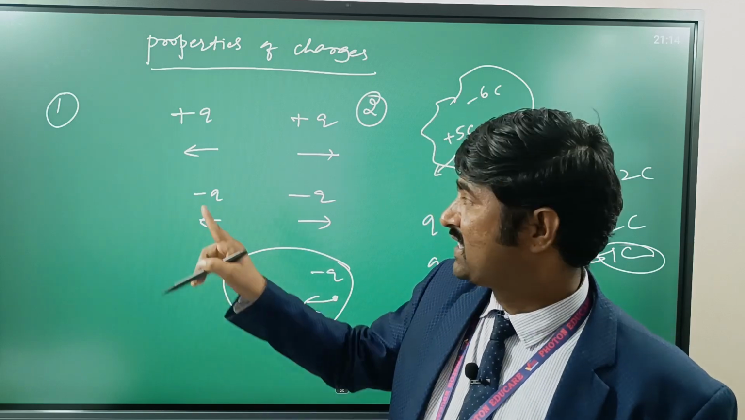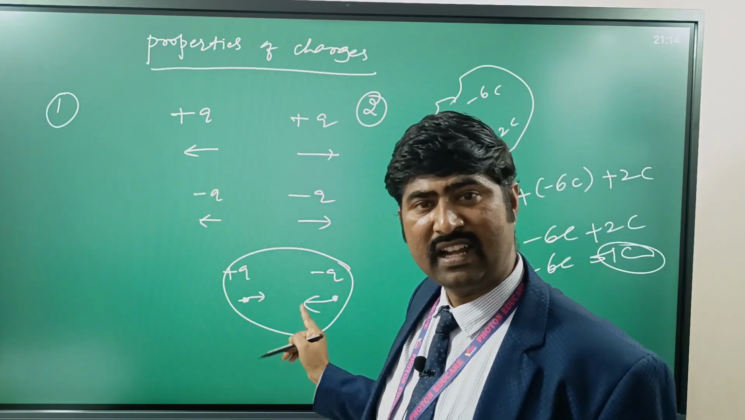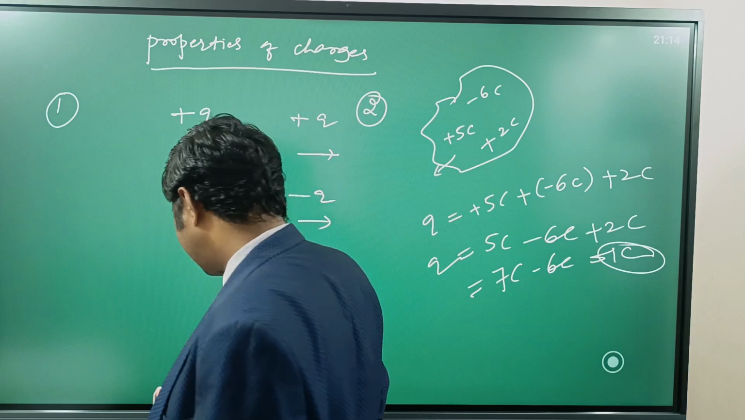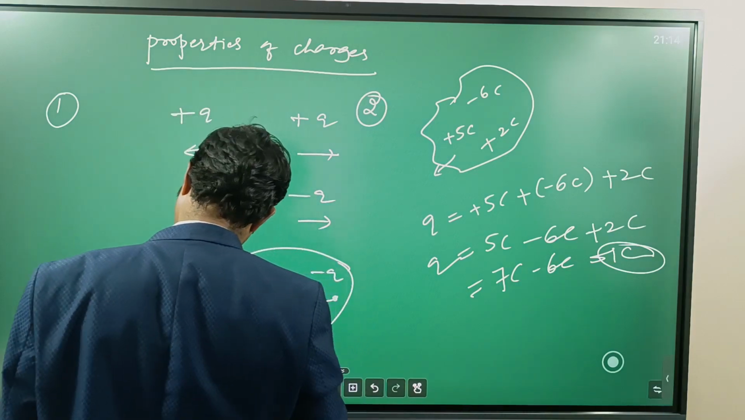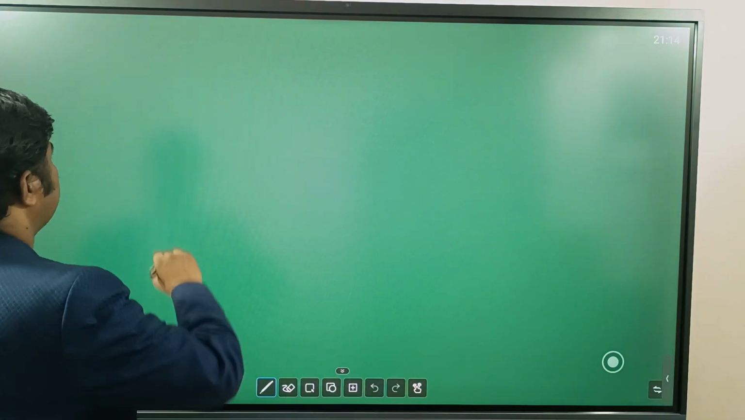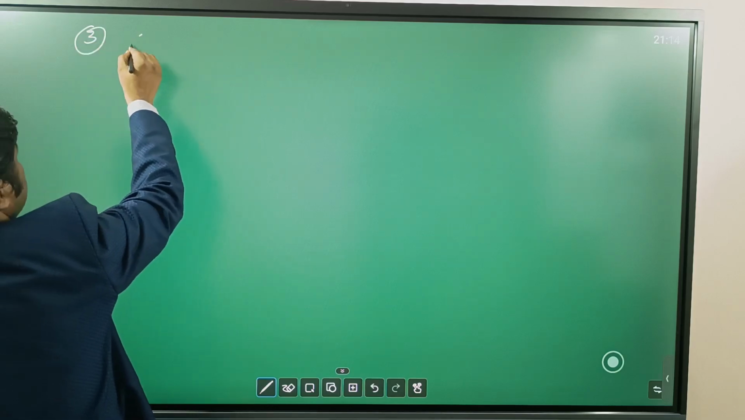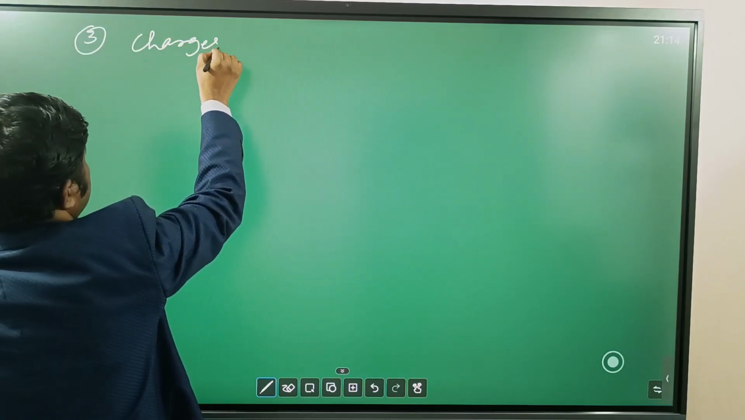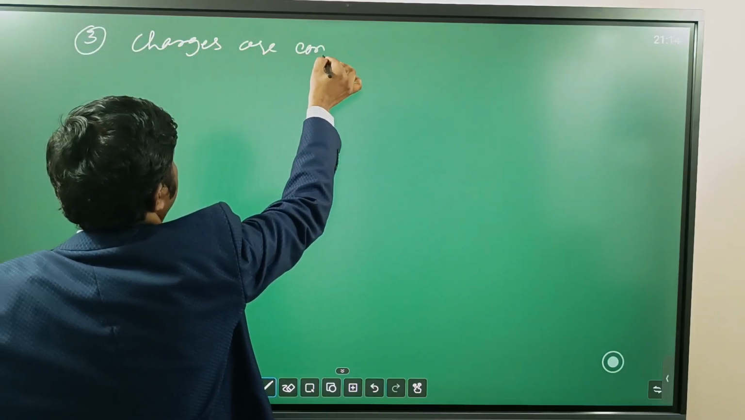So electric charges are additive in nature, like charges repel, unlike charges attract, and there is conservation of charge. One more property: conservation of charge. Charges are conserved in nature.